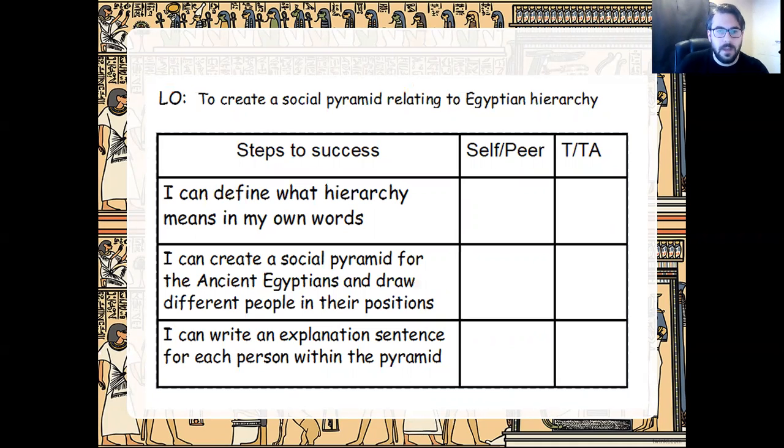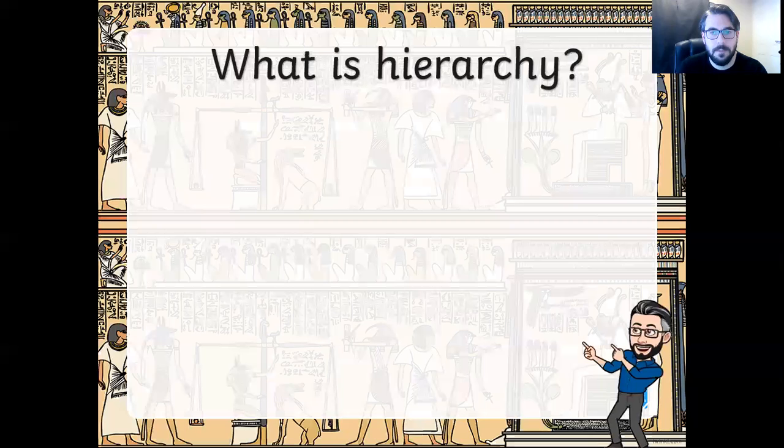Don't you worry. We next have, I can define what hierarchy means in my own words. Key bit, in my own words. I can create a social pyramid for the ancient Egyptians and draw different people in their positions. And finally, I can write an explanation sentence for each person within the pyramid. Okay, so that is our learning objective and steps to success for today.